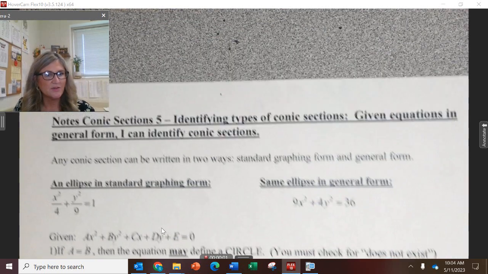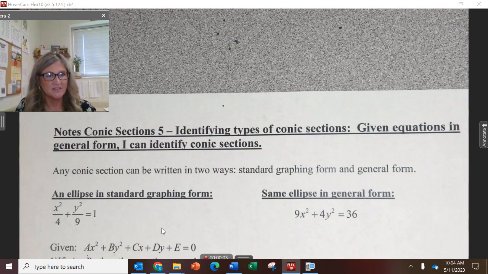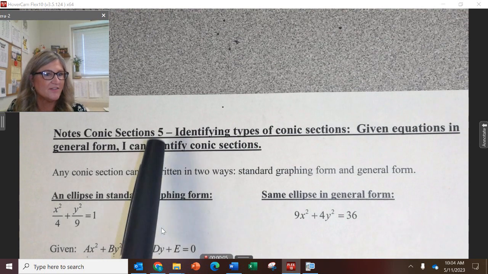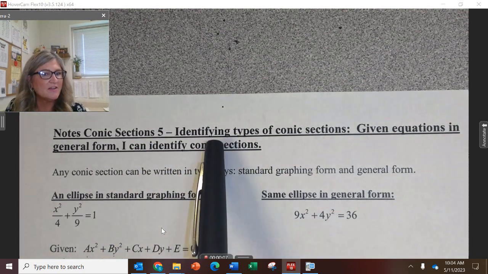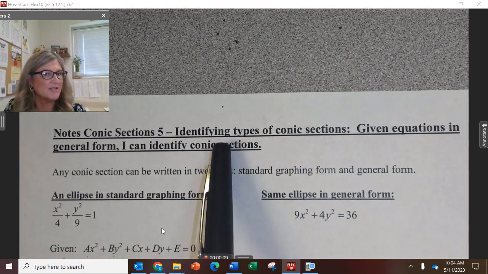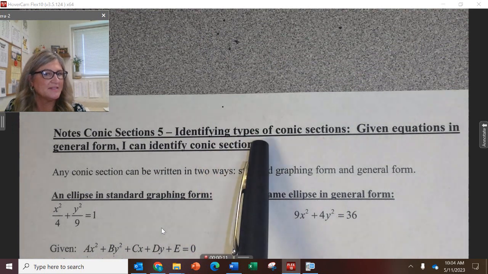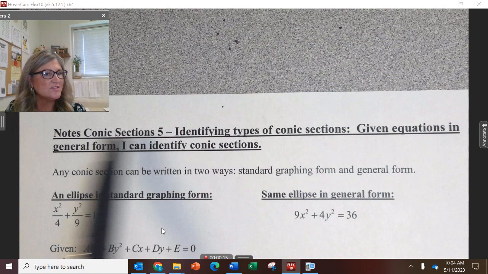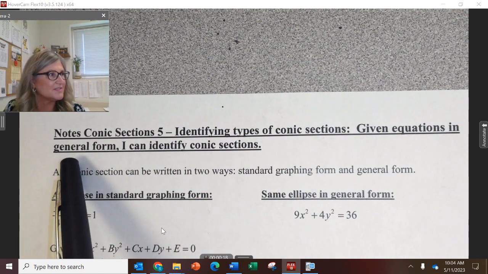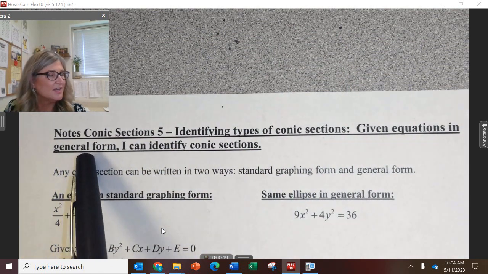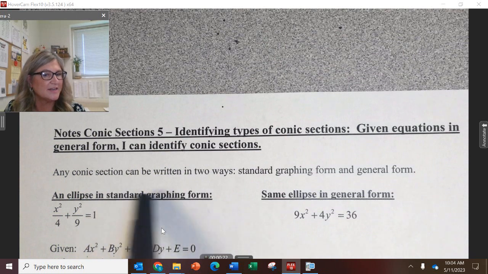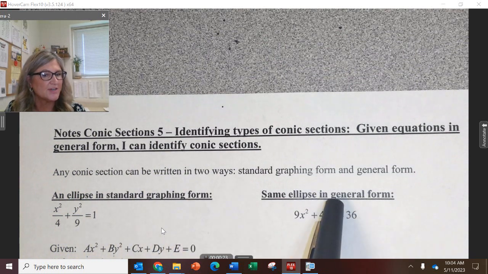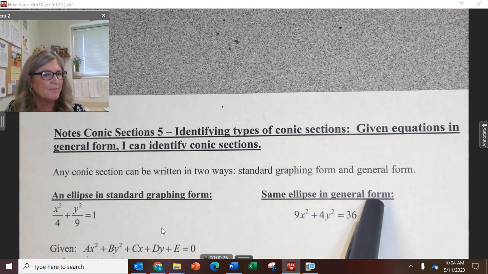Okay guys, so we're looking at conic sections. This is part 5 of the unit. We're going to be looking at equations, and we want to be able to identify the type of conic section that we have. And these equations are going to be in a bunch of different forms, and that's what makes it difficult. Because some of them are going to be in standard graphing form, others are going to be in what we call general form.